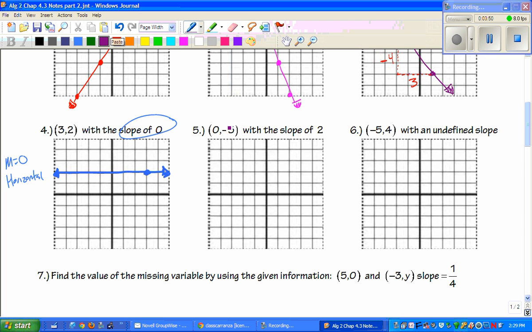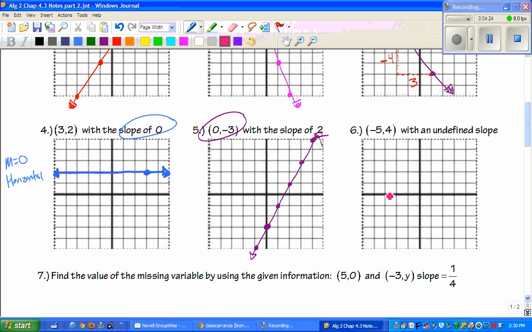Let's look at the next one. Our starting point is 0, -3. And our slope is 2, and that's 2 over 1. So from our starting point, we go up 2, right 1, up 2, over 1, up 2, over 1, up 2, over 1. I can put one more point in right there, and then draw the line. There you go.